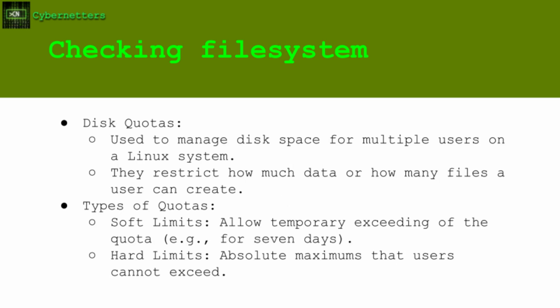So let's now talk about disk quotas. Think of them as like speed limits for storage. In a multi-user Linux system, you don't want one person filling up the entire hard drive with massive files, right? So that's where quotas come in. A disk quota is kind of like a storage allowance. It limits how much data a user can store and how many files they can create. This keeps the system fair, and it prevents a single user from taking up all of the available space.